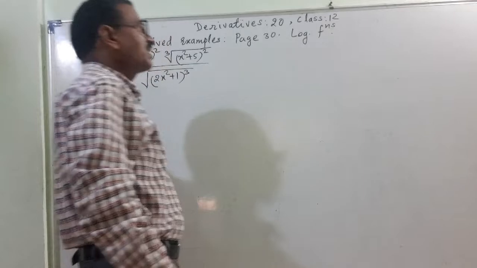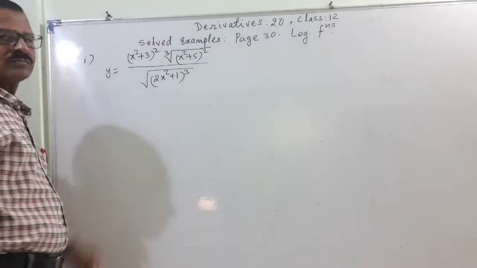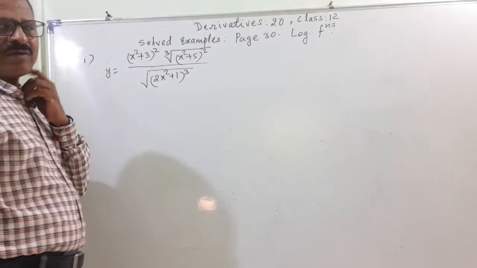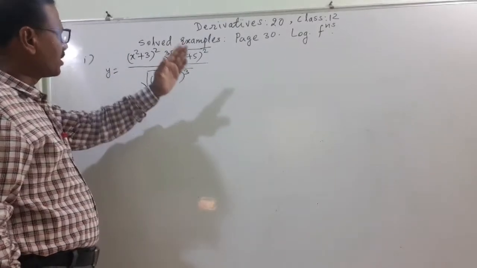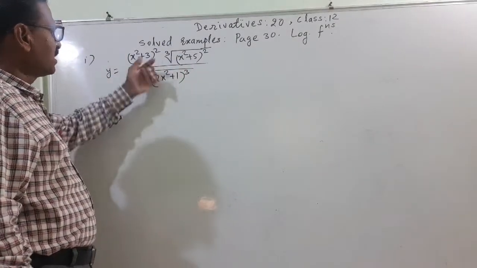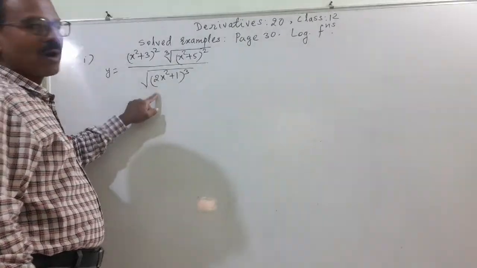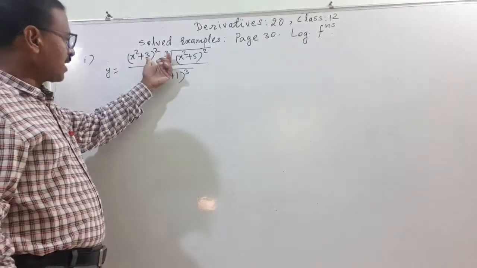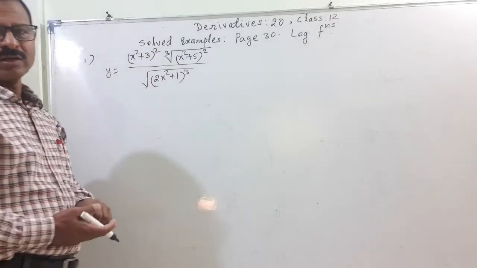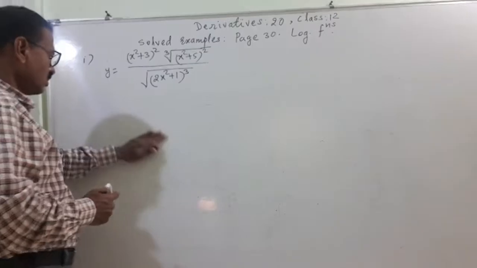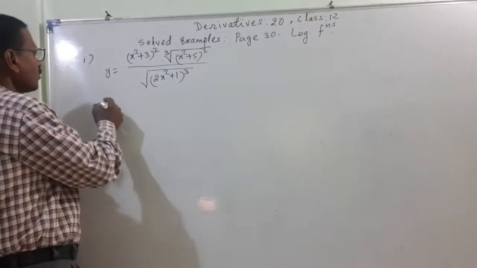How to differentiate this? Logarithmic means take the log. So this is a complicated function. If I want to differentiate this as it is, here it is u into v and then here it is u upon v. This multiplication upon division, so this becomes very tedious. So it is better to take the log on both the sides.